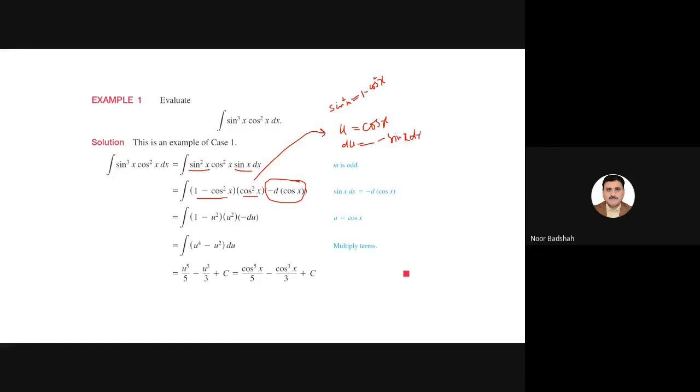Then you put the value into this function directly: 1 minus u square into u square, and that is minus sin x into dx. You can make this plus, and then it becomes minus. You see, sin x into dx is minus du. And then simply apply the power rule to integrate this, and then put the value of u back.